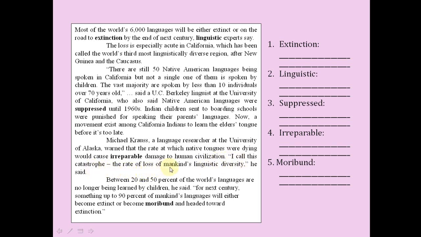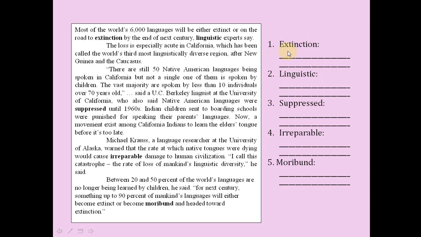The rate of loss of mankind's linguistic diversity, he said. Between 20 and 50% of world languages are no longer being learned by children, he said. For next century, something up to 90% of mankind's languages will either become extinct or become moribund and headed toward extinction. So we have here kind of unknown word.